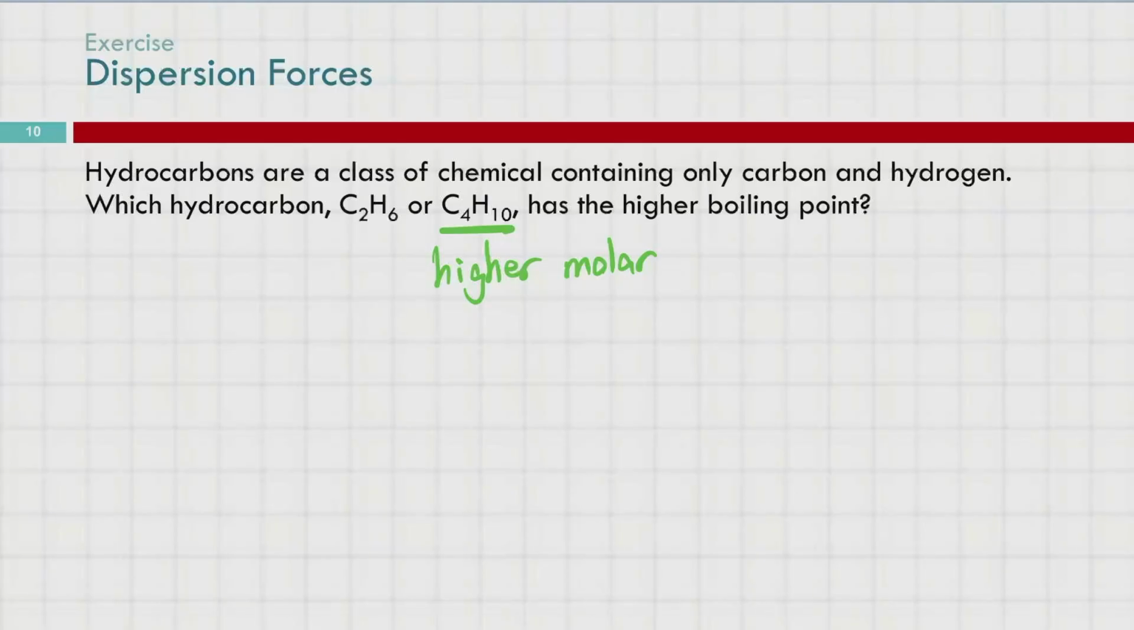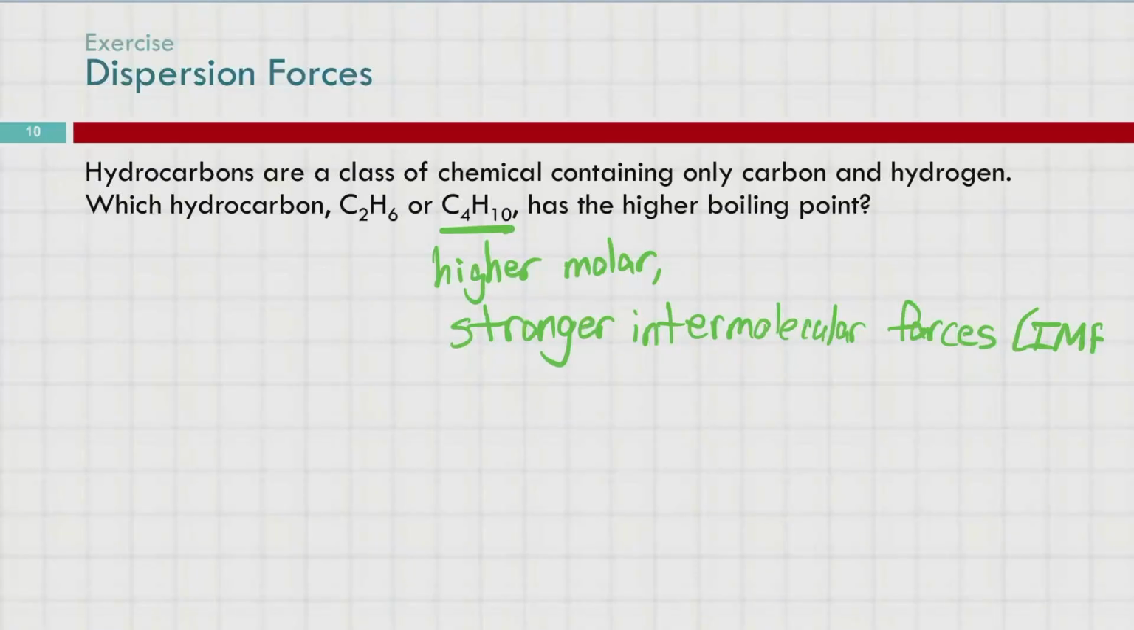So C4H10, higher molar mass, stronger intermolecular forces. And I'm not going to write out the whole thing. Well, we'll write it out once: intermolecular forces, and then I can be proper and put IMF in parentheses. So yes, it has higher molar mass, and we're comparing within a chemical class. And it has a higher boiling point, though, specifically because it has stronger intermolecular forces. And these two things are tied together when we're comparing within a class of chemicals.